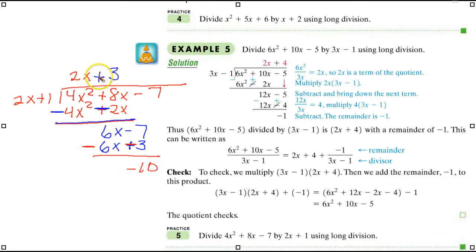So our answer is this. Now, instead of putting a negative there, I could put a plus, as they did above, and it would be a negative 10 over your divisor here, 2x plus 1. Okay, and again, you'll be doing some, so you'll have practice as well.